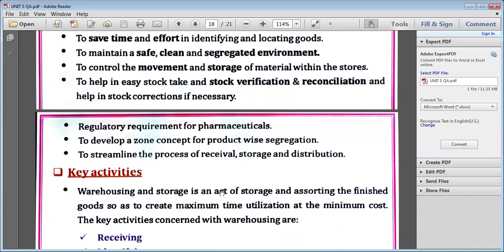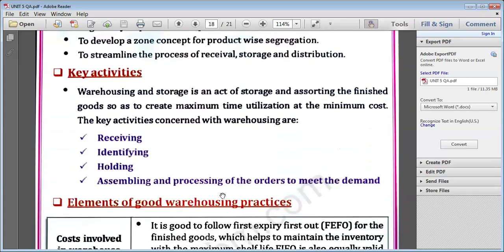and distribution. And the key activities involved in the warehousing are: warehousing and storage is an act of storing and assorting the finished goods so as to create maximum time utilization at the minimum cost. The key activities concerned with the warehousing area are receiving, identifying, holding, assembling, and processing of the orders to meet the demand.